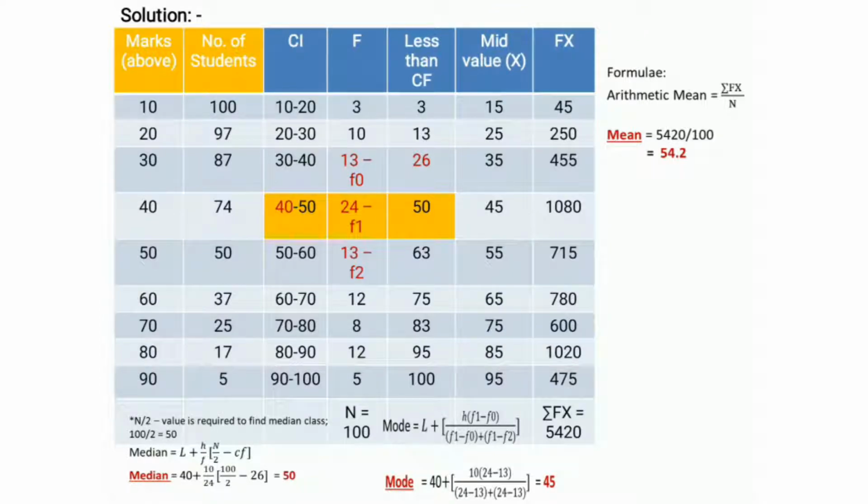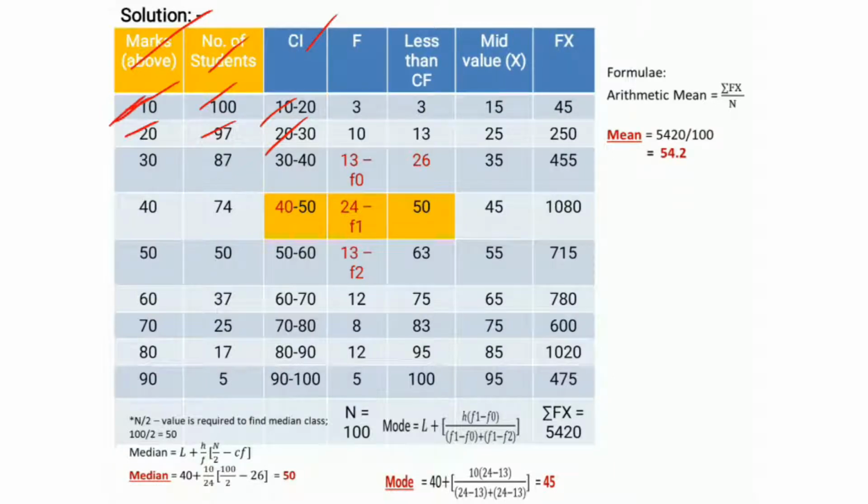In this, the first 2 columns are given in the question. Marks above 10, number of students are 100. Similarly 20, 97. Now this needs to be converted into class intervals with a width of 10: 10 to 20, 20 to 30, 30 to 40 and so on up to 90 to 100. So how to convert this into class intervals? Let us try to understand.